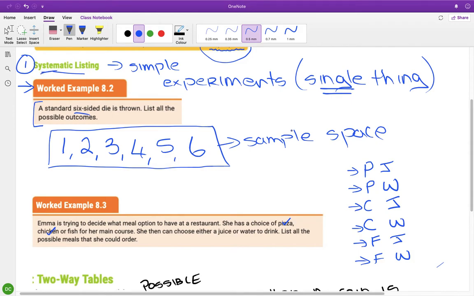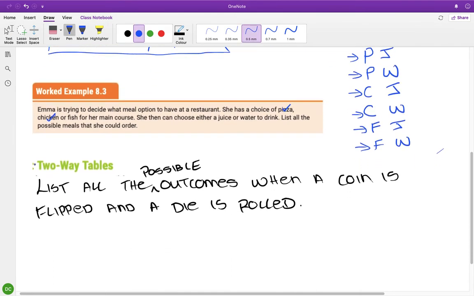Okay, so systematic listing is used for reasonably simple questions where what the person is doing is quite a simple thing. So the first person was rolling a dice and the second person was just choosing a meal and a drink, and there was only a few options, so it wasn't too complicated. So systematic listing is a good method when the question is quite straightforward, and then you get your list. Another word for your list is your sample space. Okay, the second one.